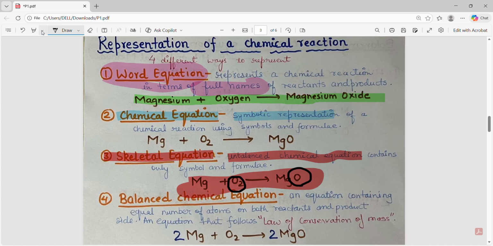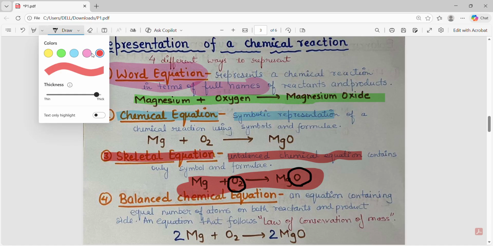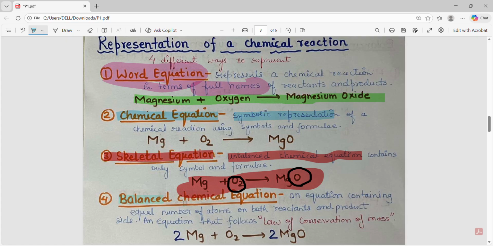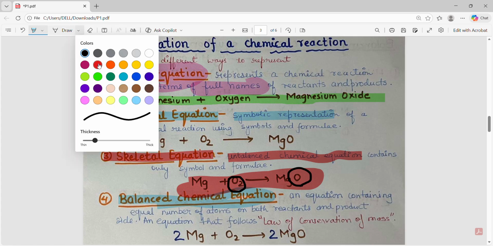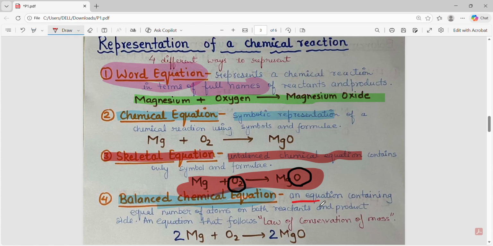And coming to the most important topic, that is balanced chemical equation, generally asked in the form: why does an equation need to be balanced? What do you understand by balanced chemical equation? So for writing that answer, you can make it like that also, that an equation containing equal number of atoms on both reactant and product side is known as a balanced chemical equation.